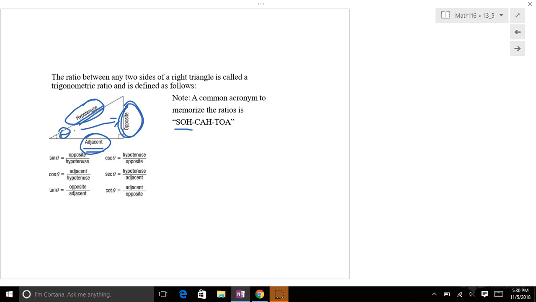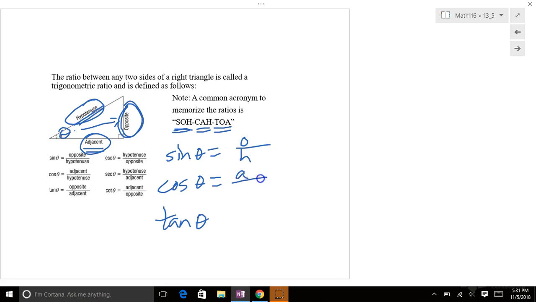So here's how you remember it. Sine is opposite over hypotenuse. Cosine is adjacent over hypotenuse. TOA, tangent's opposite over adjacent. I actually learned the trig ratios as, oh heck, another hour of algebra. That's how I learned them. Opposite over hypotenuse, adjacent over hypotenuse, opposite over adjacent.